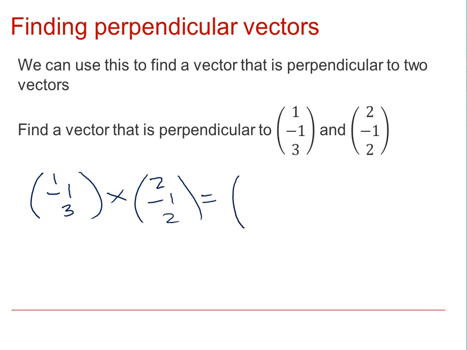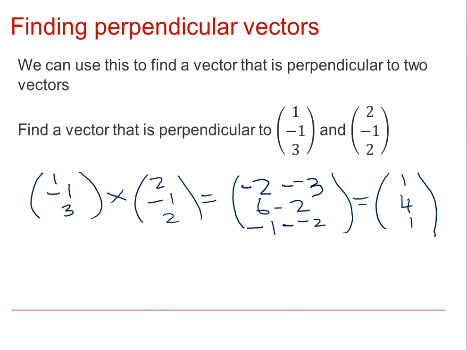So using the formula, this would be -2 minus -3, 6 minus 2, and -1 minus -2. You can see in this example we've got to be really careful with our signs. The vector or cross product is (1, 4, 1).